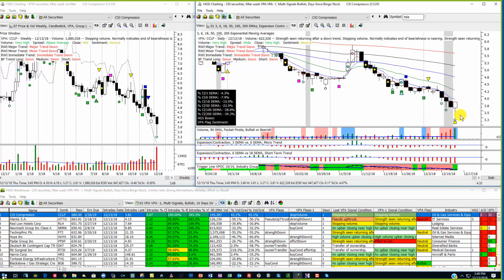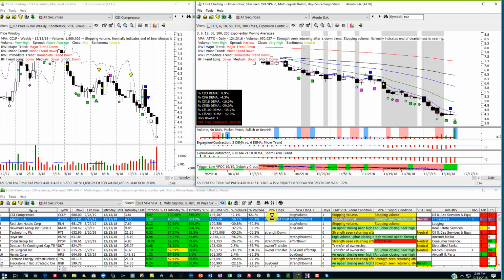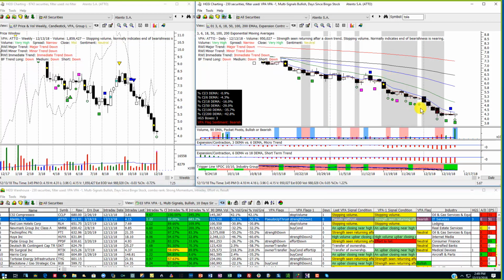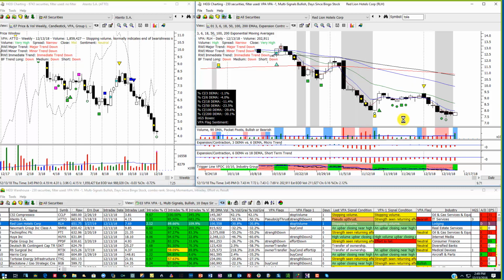They don't always go very far. I mean, several weeks ago, I found Netflix that way and traded it. I can't remember what else I traded that way, but it's an interesting scan, but it can also be very deceiving, because every time a VPA flag is generated, even within the oversold area, it doesn't mean that it's going to go up. You're not going to get stopped into a stock like this anyway if it keeps going down. But it's just something to look at.